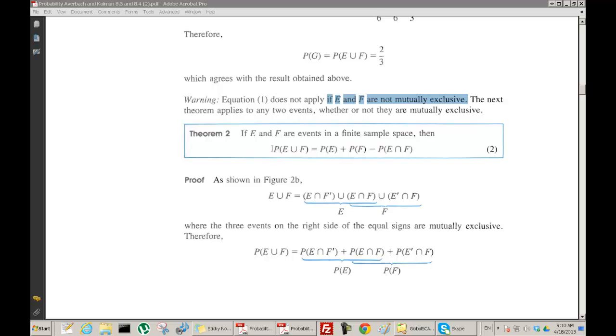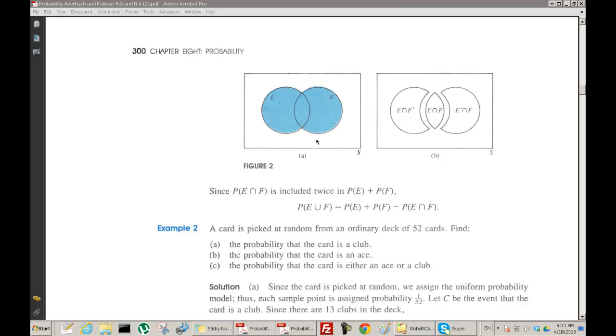So whether they're mutually exclusive or not, we can say that the probability of E union F is equal to the probability of E plus the probability of F. It sounds like the mutually exclusive case, but we have an extra term here, minus the probability of their intersection. And why is that true? Let's look at the proof. They say, as shown in figure 2b. So here's figure 2b, and here's E union F, and they're saying we can write this as the union of this, this, and this.